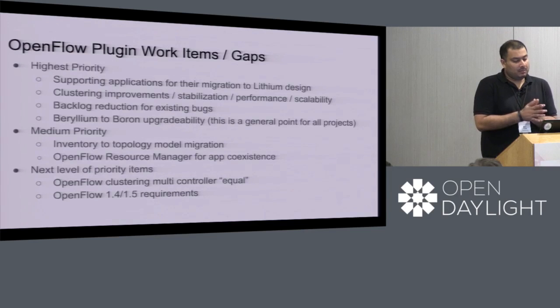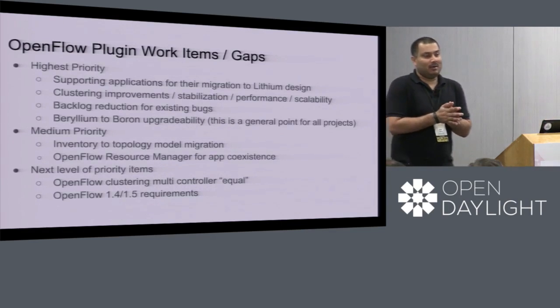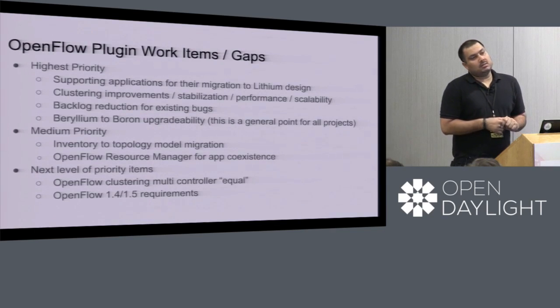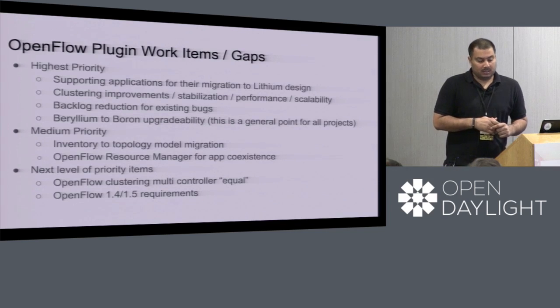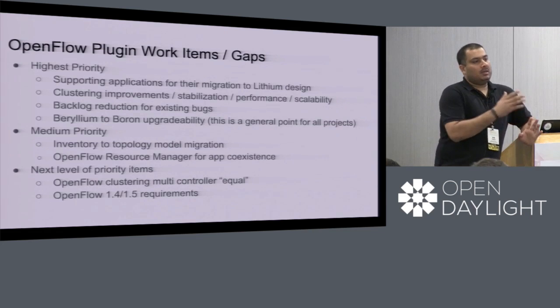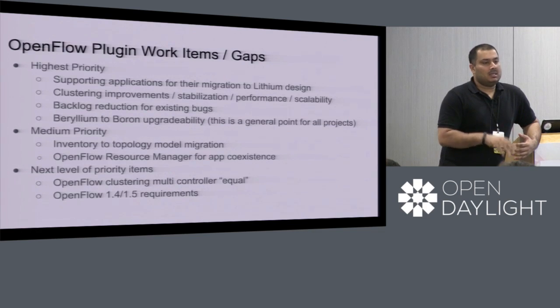So these next-level priority items can always make it to the highest priority if there is someone to work on them. There was a requirement related to multi-controller equal role pushing, because as of now, in clustering, once you connect any device to any of the cluster nodes, the cluster nodes will decide who is going to be master of that particular device. Once they select the master, they send this role down to the switch and say, I am the master controller for you, and the rest are all going to be slaves.